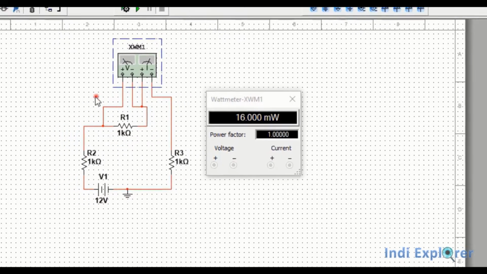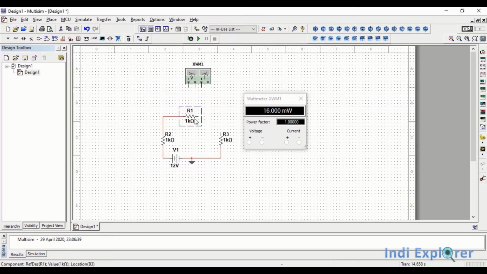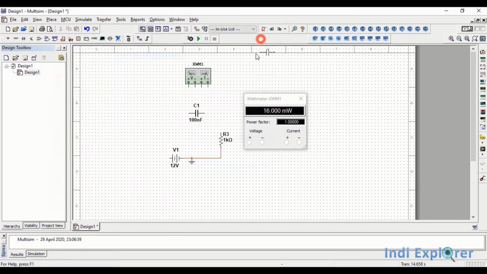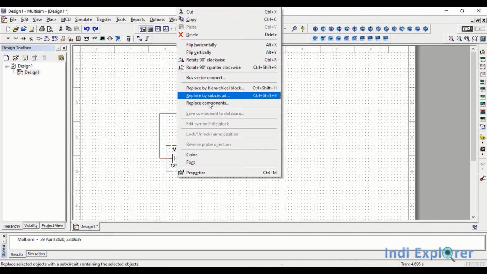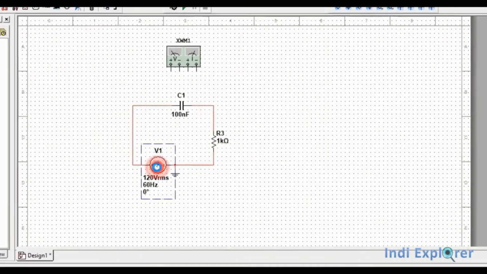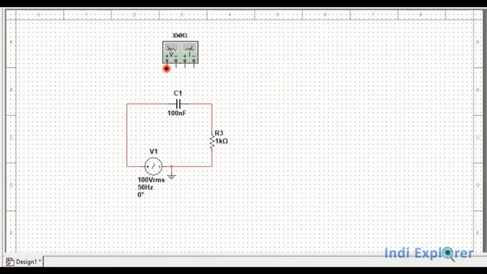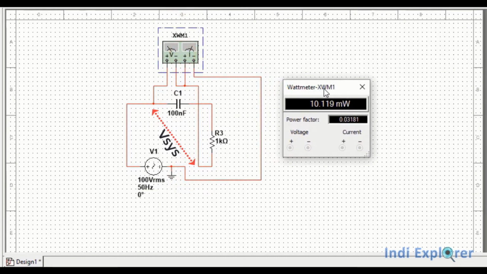But the actual use of the wattmeter comes when you have an AC circuit and reactive load, where the power factor comes into play. For example, let's have a simple RC circuit and measure power consumption by the system. Of course, we have to add an AC voltage source, say 100 volt 50 Hz for convenience of calculation. So let's rewire the circuit and run again. See, we have measured power as about 10 mW.